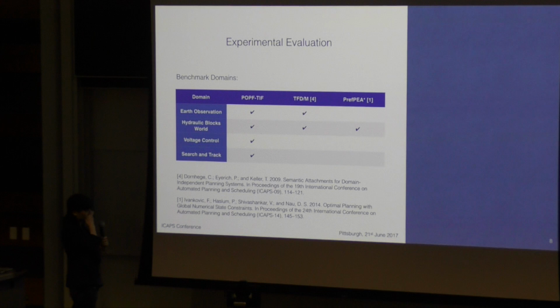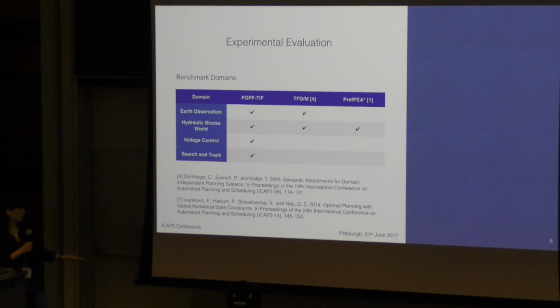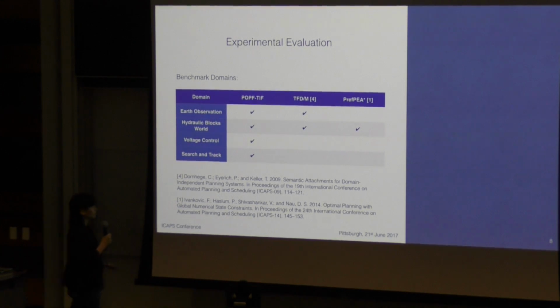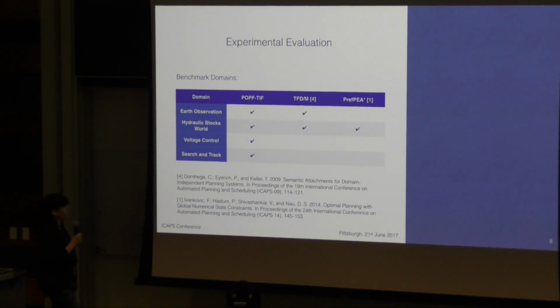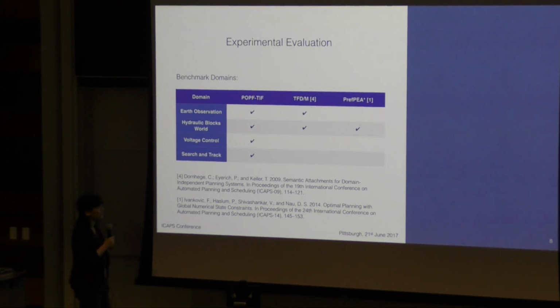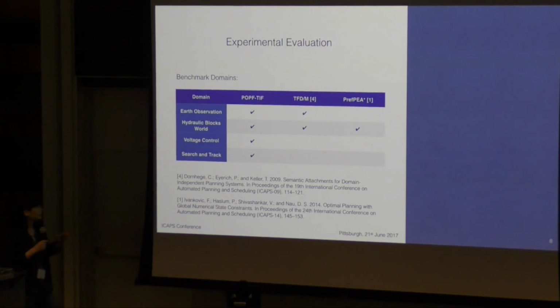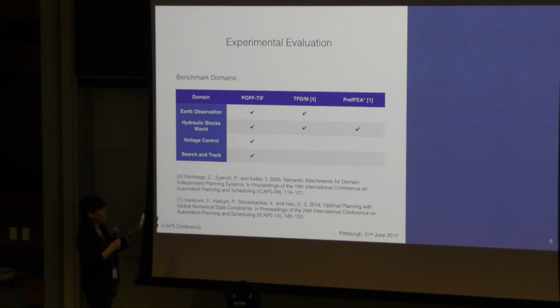So in order to test our system, we take 4 different domains, and whenever it's possible, we compare our system with other systems. So for example, for the Earth observation domain, we compare with the planner TFDM, and for the hydraulic blocks world, we compare again with TFDM and another optimal planner. But for 2 of our domains, we can't actually use any other planner because these 2 domains have a temporal structure and temporal constraints that cannot be solved with the other 2 planners.